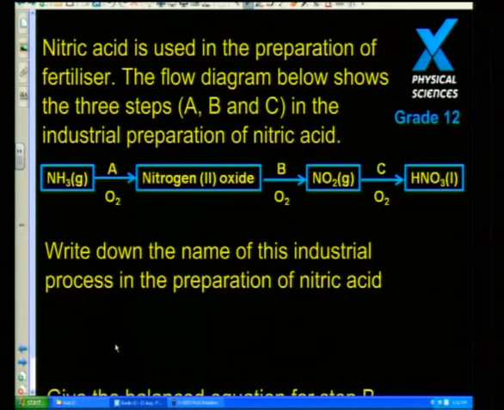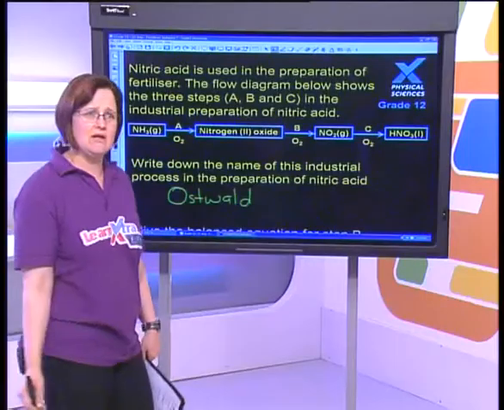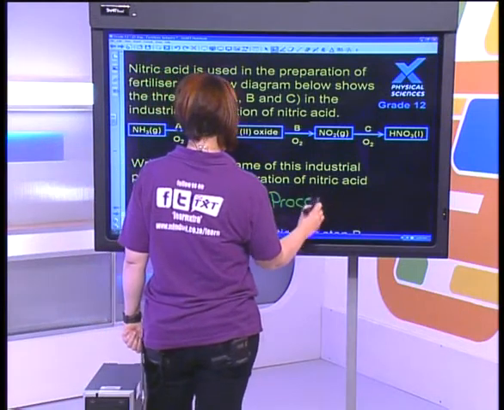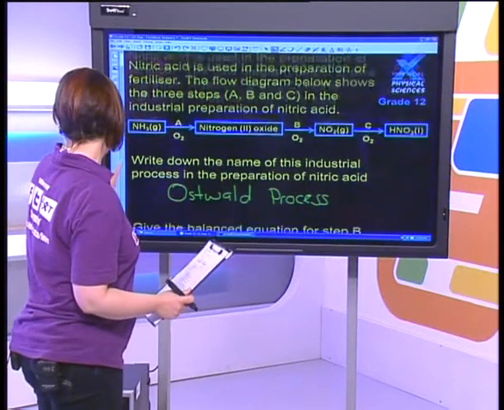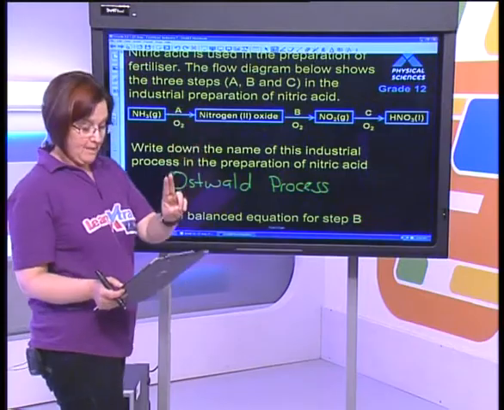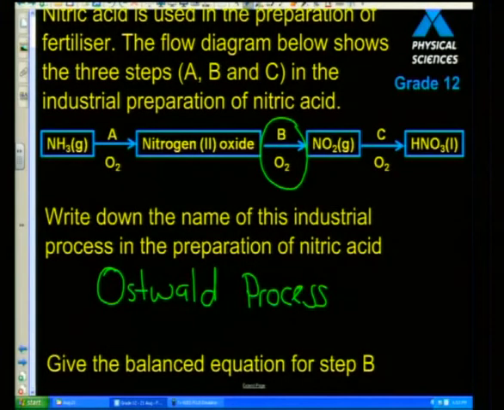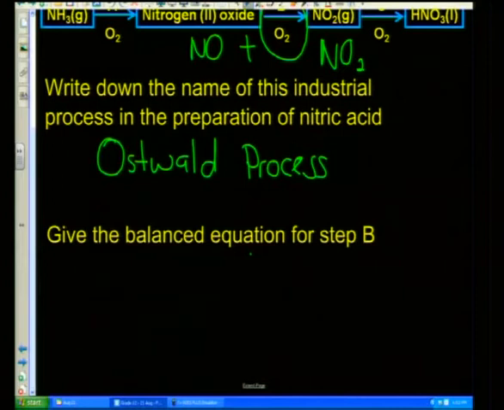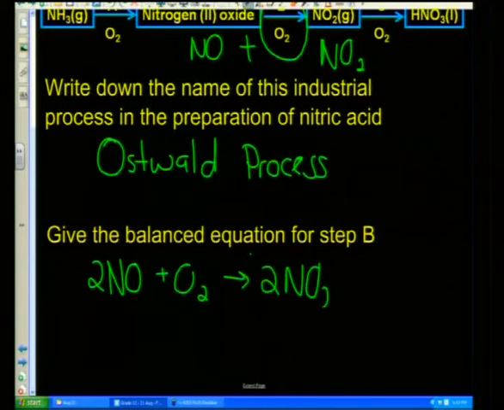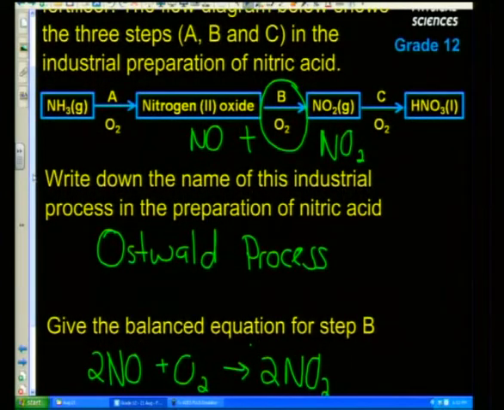First, write down the name of this industrial process in the preparation of nitric acid. By now, hopefully you know. It's the Ostwald process. Guys, the spelling becomes quite important because this is somebody's surname, and as much as you don't like people spelling your name wrong, they also don't like you to spell this man's name wrong. Next question: give the balanced equation for step B. Step B is the step where I'm taking NO, adding oxygen to it, and getting NO2. So what they want here is the balanced equation. It's got to be 2NO plus O2 gives me 2NO2, which is pretty much what I could have worked out from the process anyway.